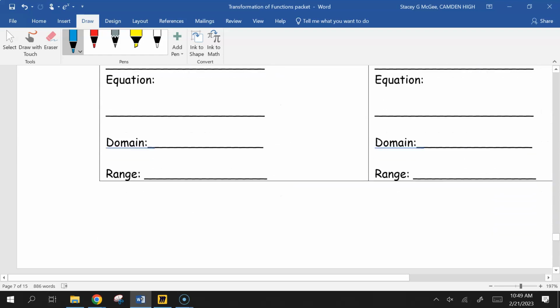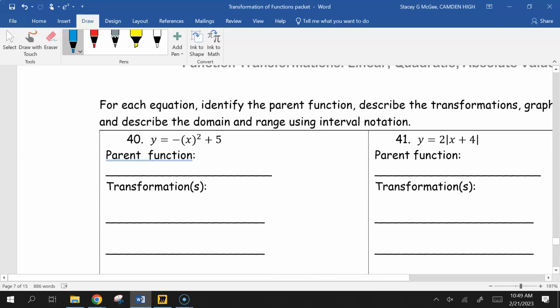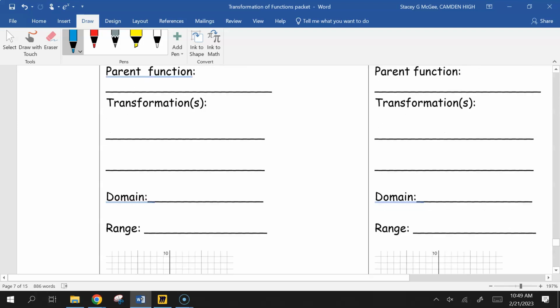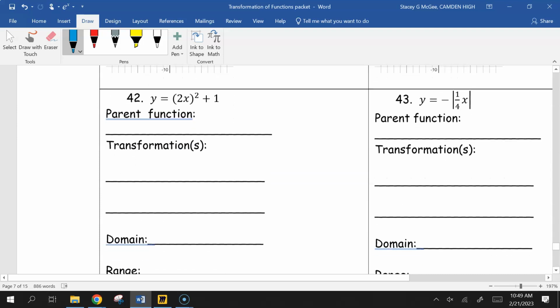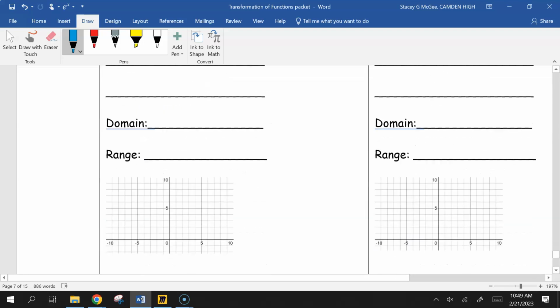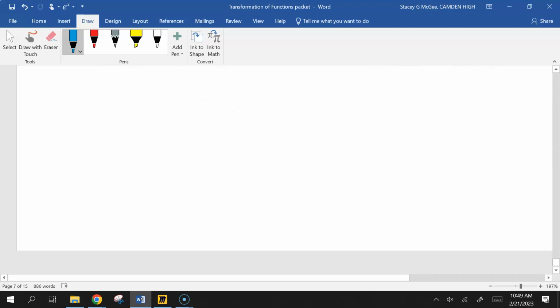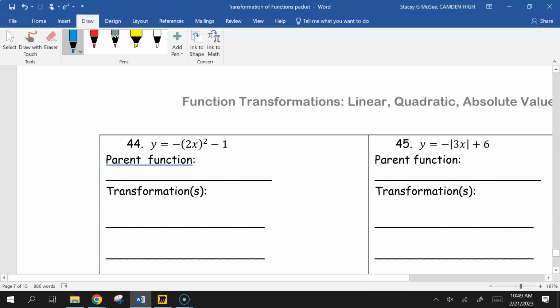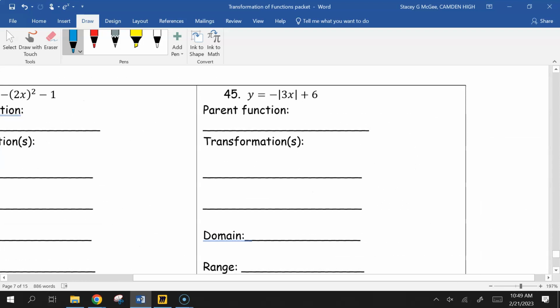Let's switch it up a little bit. Look at number 40. Yeah, let's look at a harder one than 40. Let's do one that's got everything. Well, they don't get much harder than that. Let's do 45. What's the parent function?